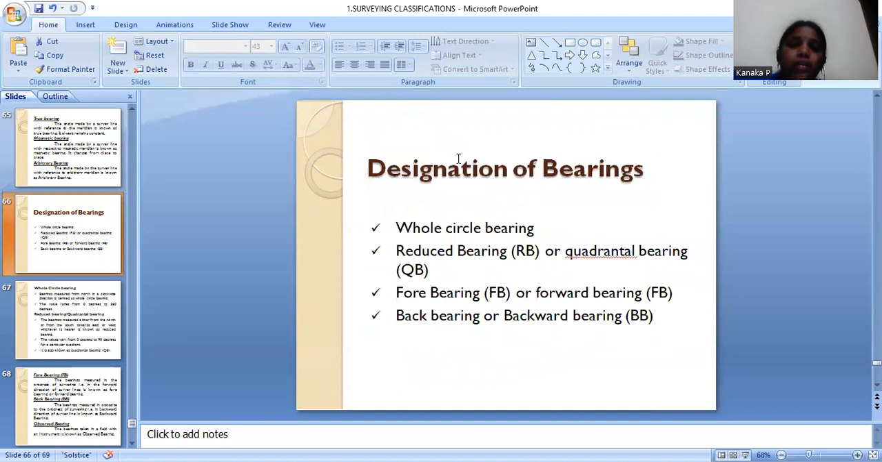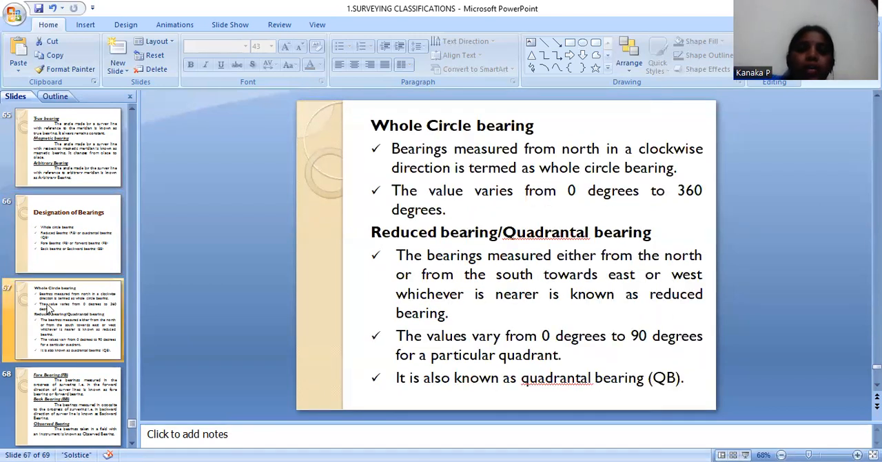So next one, designation of the bearings. First one, whole circle bearing. Second one, reduced bearing, another name quadrantal bearing. So next, forward bearing or back bearing. Back bearing means backward bearing. So whole circle bearing means bearings measured from north in clockwise direction is termed as whole circle bearing. The values vary from 0 to 360 degree. So this is a whole circle bearing.